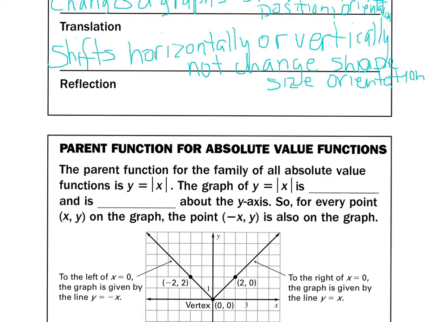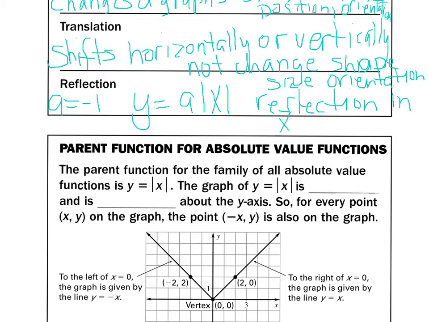A reflection is when a equals -1 and you have a graph y equals a to the x. And that's a reflection in the x-axis. So reflection in x-axis. So it acts like the x-axis is a mirror and it reflects the graph.